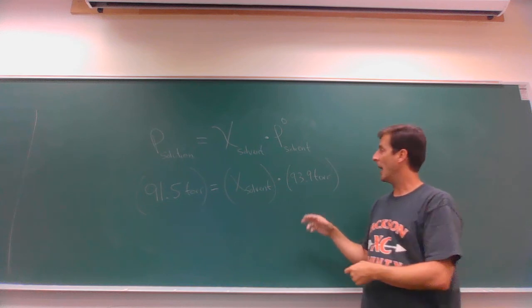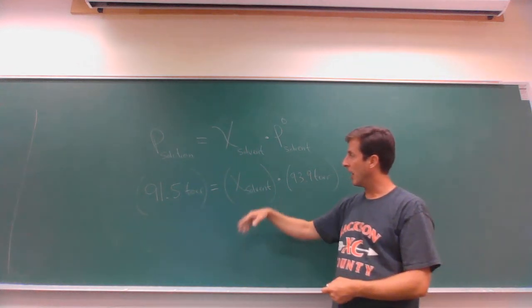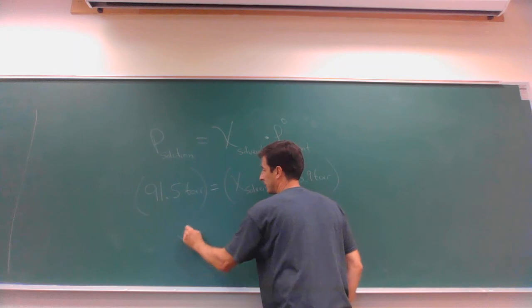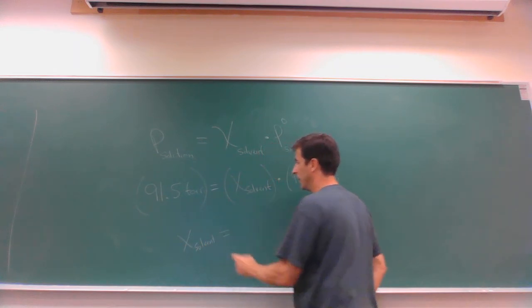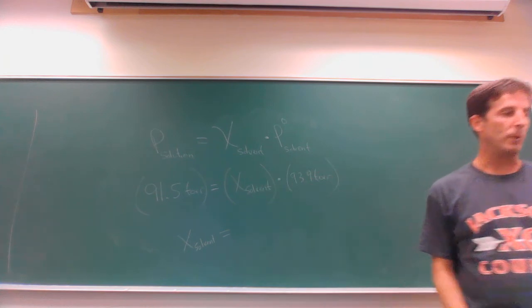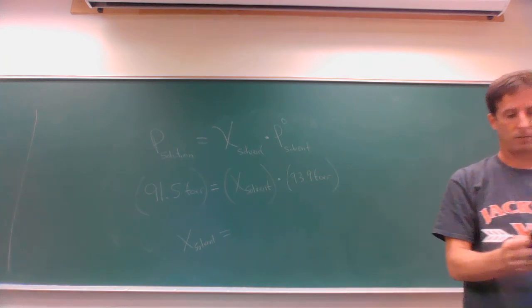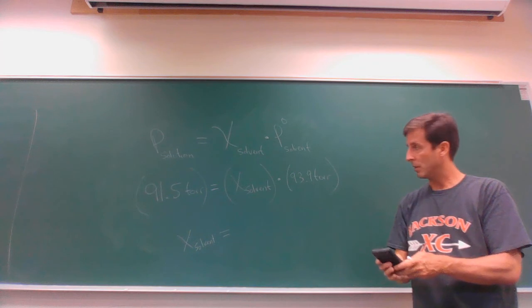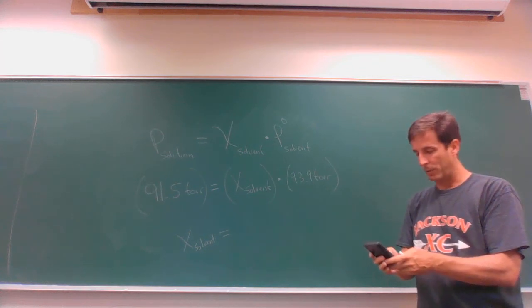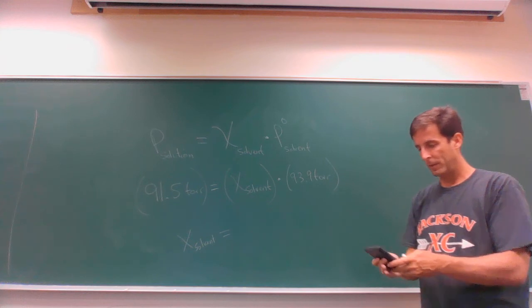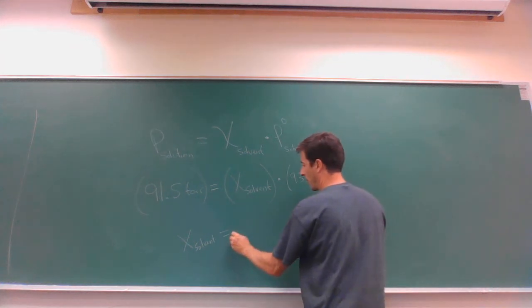Okay, so I'm just going to divide this one over. The mole fraction of the solvent is going to be 91.5 divided by 93.9. So that's going to be 0.974.